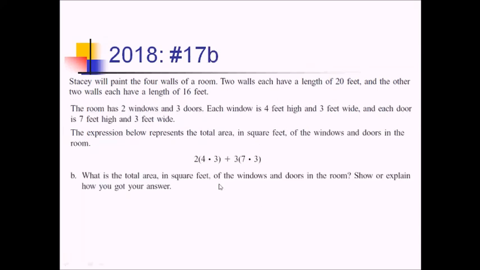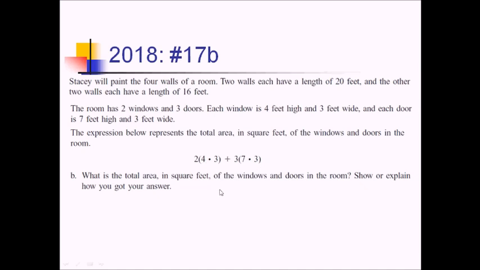For the next part of the problem, the room has 2 windows and 3 doors. Each window is 4 feet by 3 feet, and then each door is 7 feet high and 3 feet wide. Here's an expression for the total area of the windows and doors in the room. We want the total area of the windows and the doors in the room. So basically, again, just using PEMDAS to evaluate this.